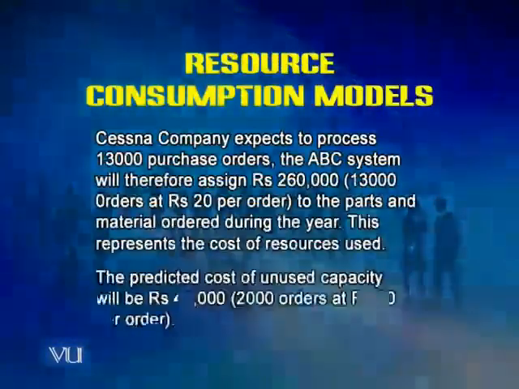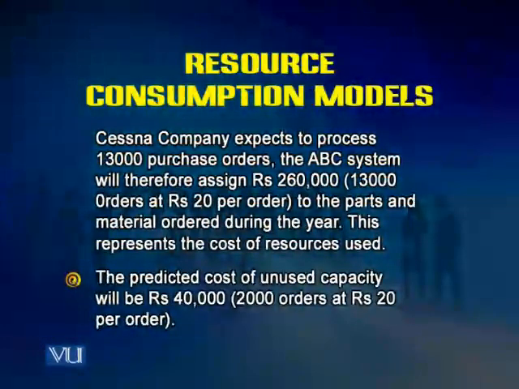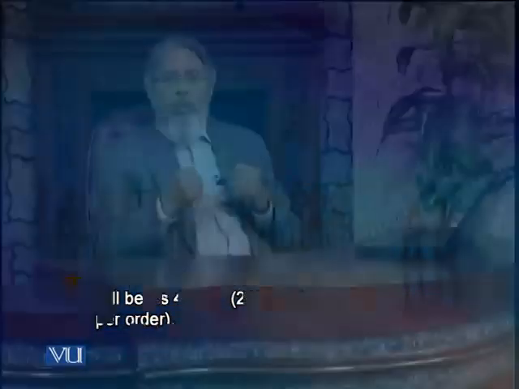So this is where the information comes in. We have been told that 13,000 is going to be the used capacity, and that is going to cost 260,000. So this represents the cost of resources used. And we will then also be able to arrive at what is the cost of resources that are not used. And in this case, that is 40,000.